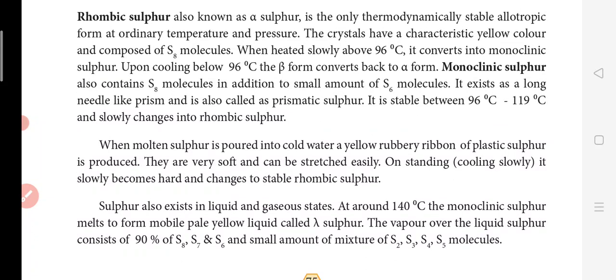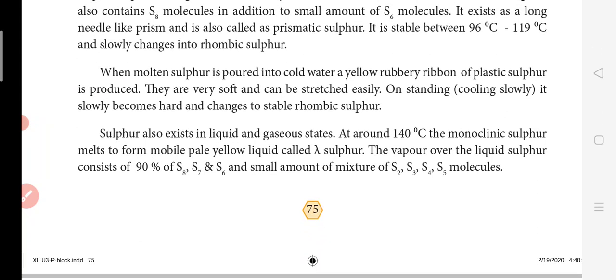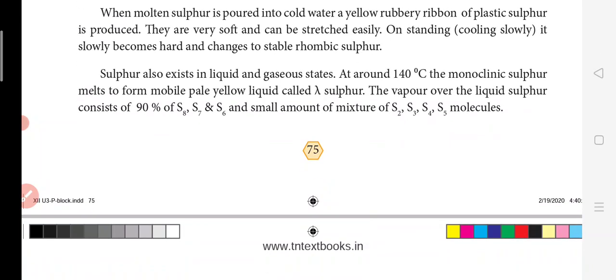On cooling. Okay, monoclinic sulfur also contains S8 molecules, in addition to a small amount of S6 molecules. It exists as long needle-like prisms and is also called prismatic sulfur. It is stable between 96 degrees Celsius and 119 degrees Celsius and slowly changes into rhombic sulfur. When molten sulfur is poured into cold water, a yellow rubbery ribbon of plastic sulfur is produced. It is very soft and can be stretched easily. On standing, it slowly becomes hard and changes into stable rhombic sulfur.